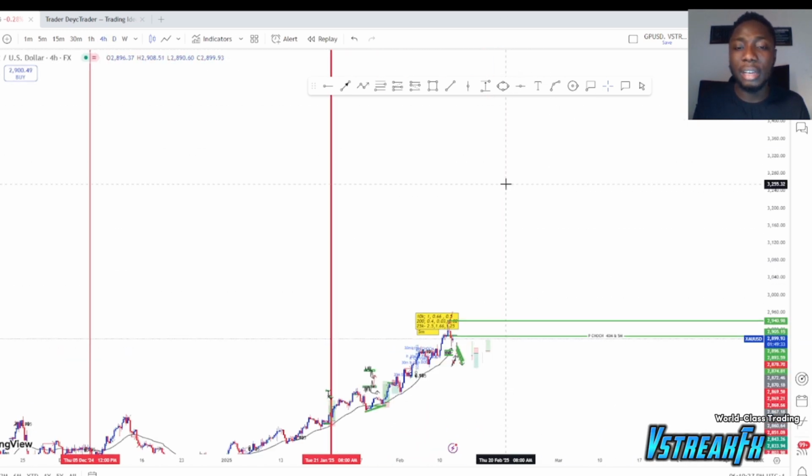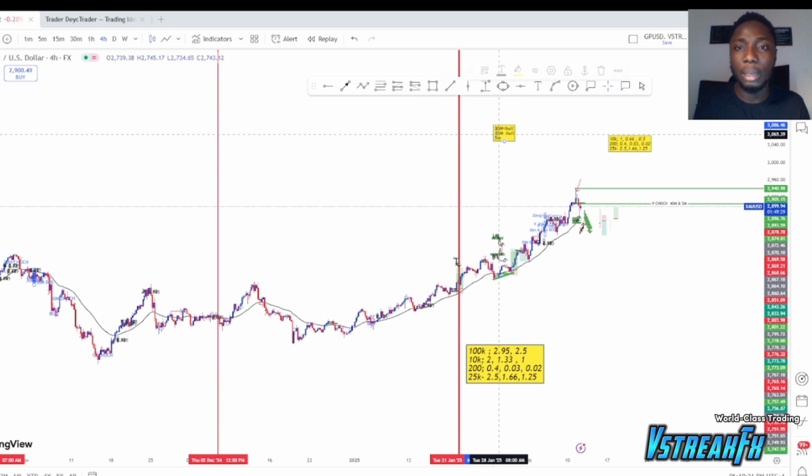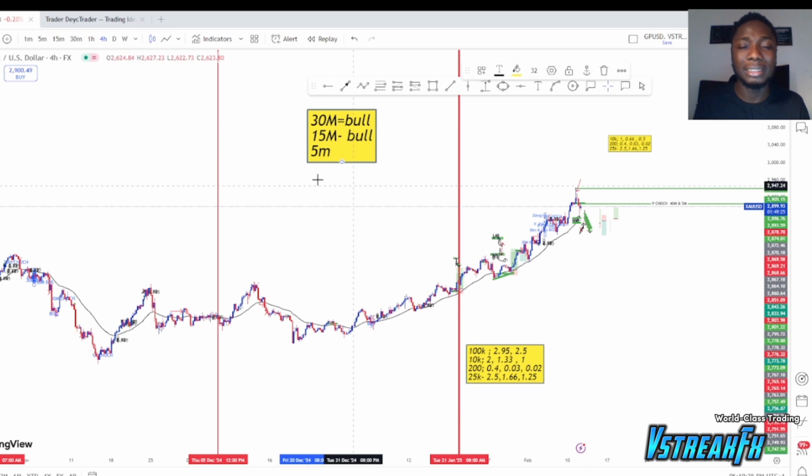So in those 3 time frames, I make sure one time frame is in sync. I don't know if you're with me. I make sure one time frame is in sync. For the day trading one, it is the 30, 15, and the 5.